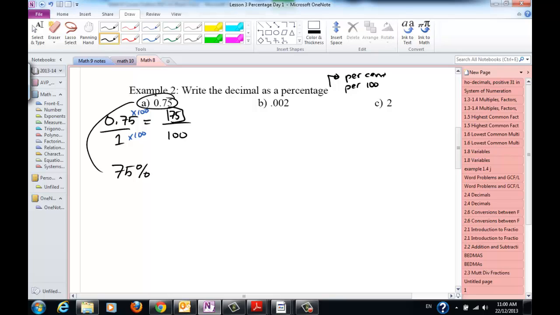Okay. Now, what about if you had 0.002? Well, again, any number can be written over 1. So I want to know it as a percentage. So again, percent means per 100. So notice if I multiply the top and the bottom by 100, well, 1 multiplied by 100 is 100, and 0.002 multiplied by 100, it's going to move over 2 decimal places, so we get 0.2. So that means we have 0.2 per 100, or 0.2%.